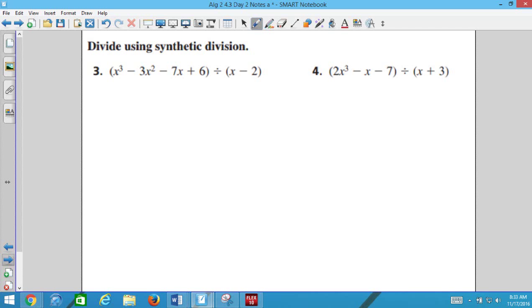Hey, remember, if you're trying number 4, it has an x cubed and it goes straight to an x. And we have to make sure we have all of the powers of x represented or we're going to have the wrong answer. So make sure you put those zeros down.